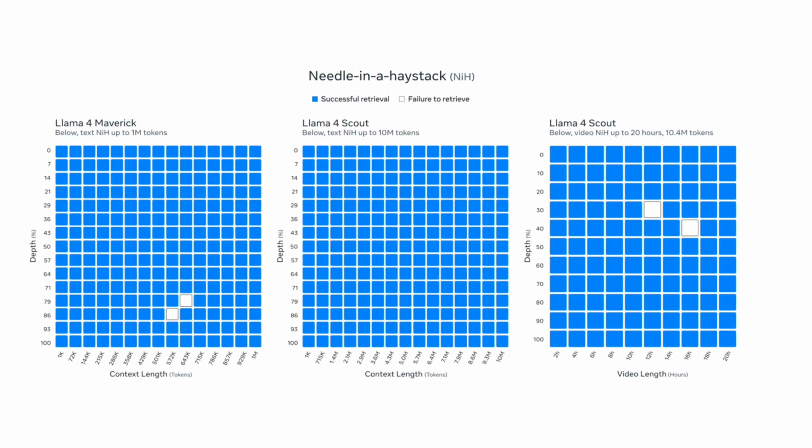But huge context makes only sense with precise retrieval. Here we see the needle in a haystack test results. For LLaMA 4 Maverick, it shows successful retrieval up to 1 million tokens, with only a couple of failures. Scout pushes this even further, showing perfect retrieval up to 10 million tokens in text.